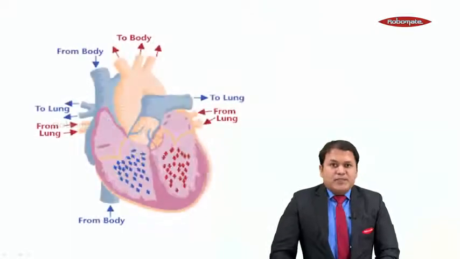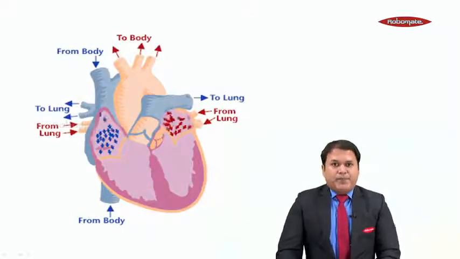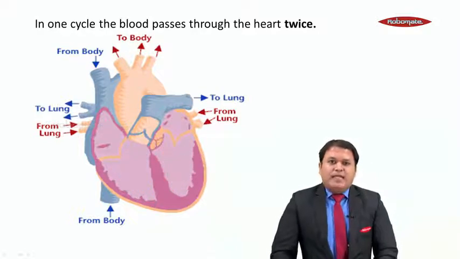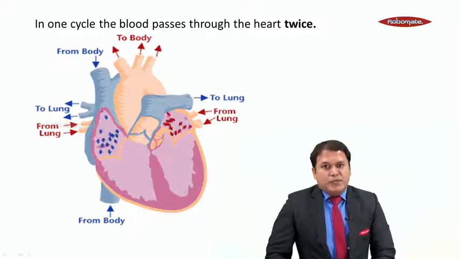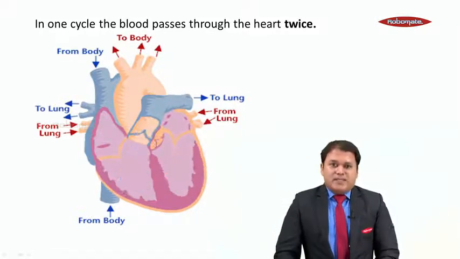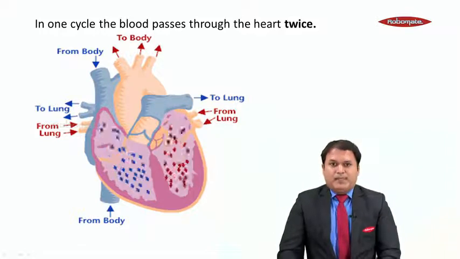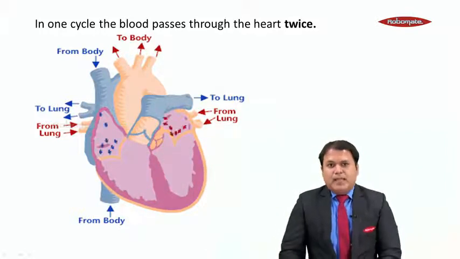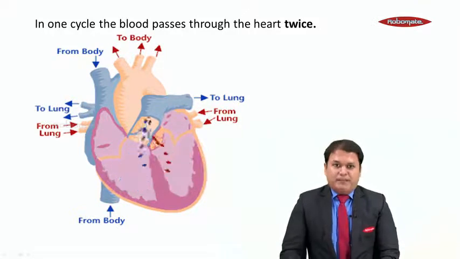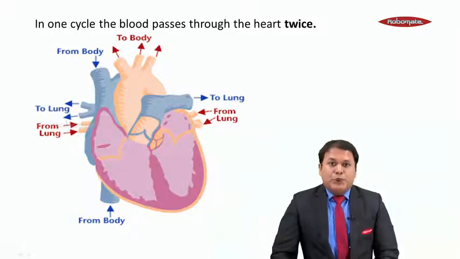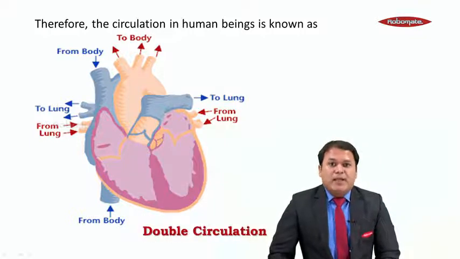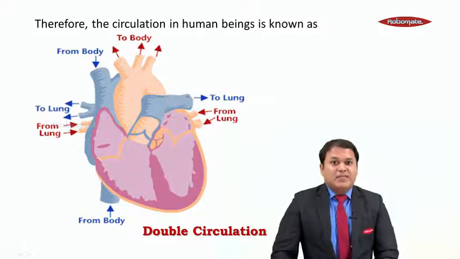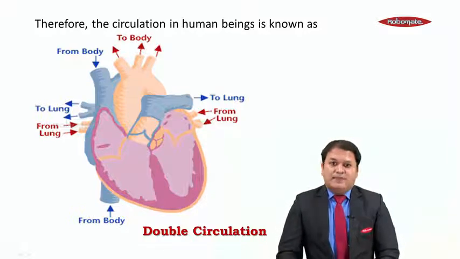Now, students, one very important point to note here is, as you can see in the diagram, that in one cycle, that is in one complete round of circulation, the blood passes through the heart twice. That is once from the right side and once from the left side of the heart. So the blood passes through the heart 2 times in one cycle. And that is why the circulation in human beings is known as double circulation, which is a characteristic feature of human beings as well as mammals.